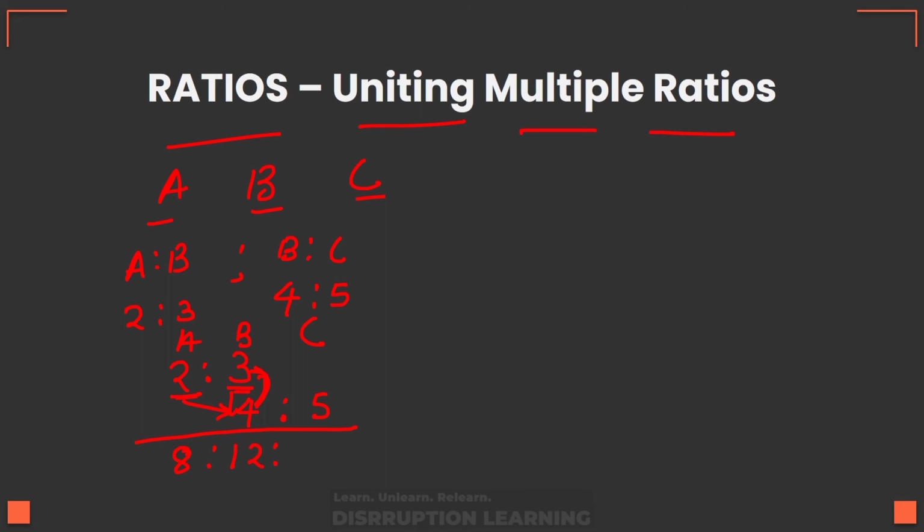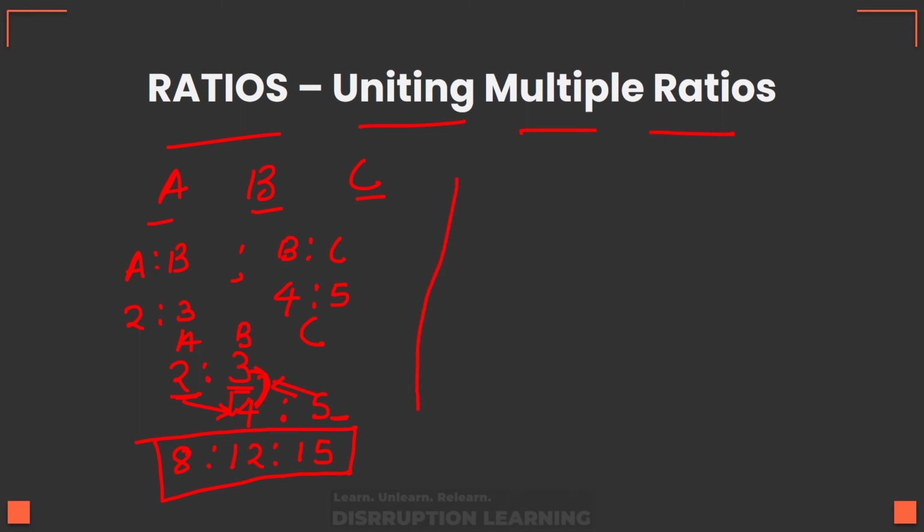Now notice again the lower value of B, which is 4, is getting multiplied with 3, and C, since C holds the lower value, it will also get multiplied by 3 and the product will be written here. So the ratio that we end up with is 8 is to 12 is to 15. As simple as that. Again, very plain and simple, nothing advanced in this.